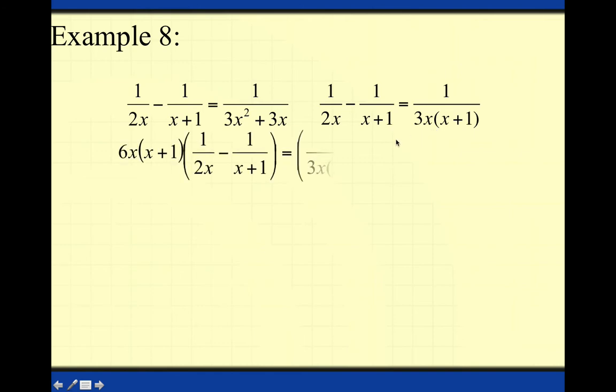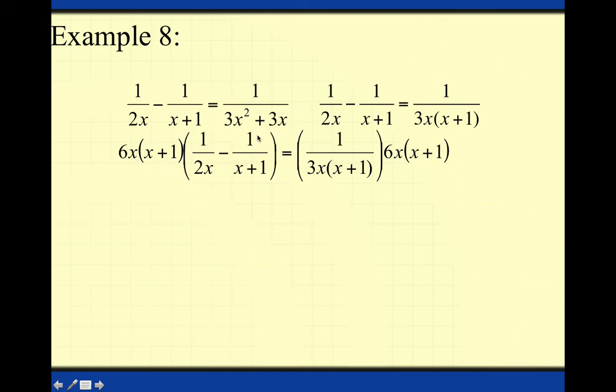Now, unfortunately, common denominator, look at this junk here. I have an x plus 1, so I gotta have that. I have x here and here, so I gotta have an x. And the common denominator of 2 and 3 is 6. So I have to multiply every single thing by 6x and x plus 1. Okay, now this is going to take some time.